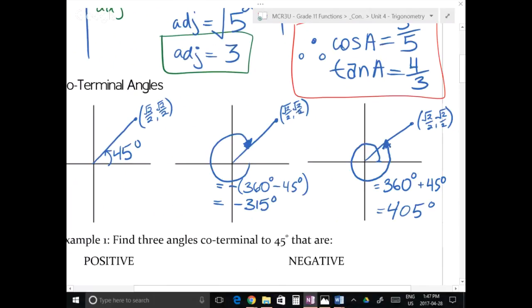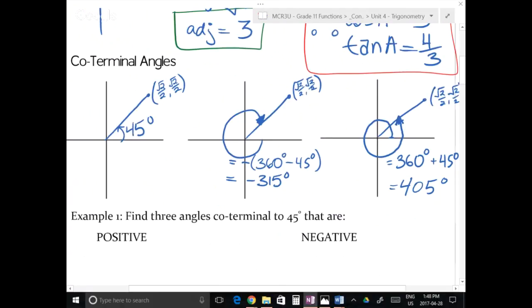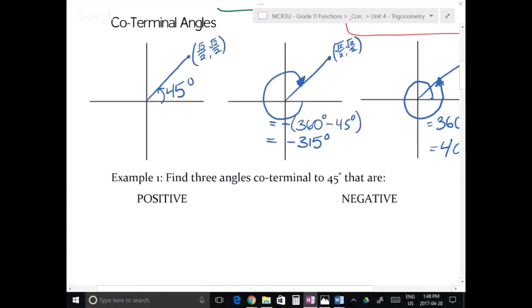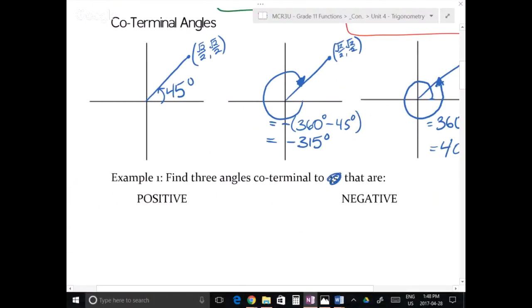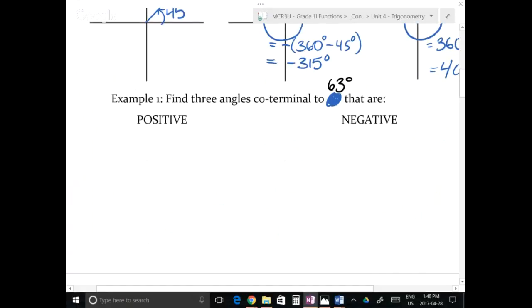405 degrees is also coterminal. It ends at the same place. So I would like you, oh, I just did, okay, we're going to change this. See, this is why we pre-do these lessons. No, you don't get to do the same number. I want you to do 63 degrees. I want 3 angles that are positive, that are coterminal to 63, and 3 angles that are negative, that are coterminal to 63. And I'm going to ask you to start with this, write one down, and then pass it along.